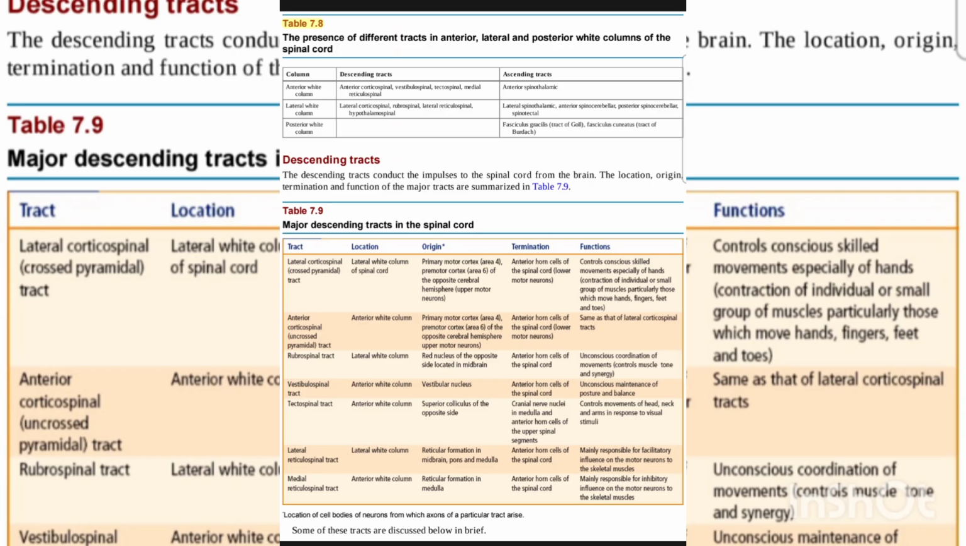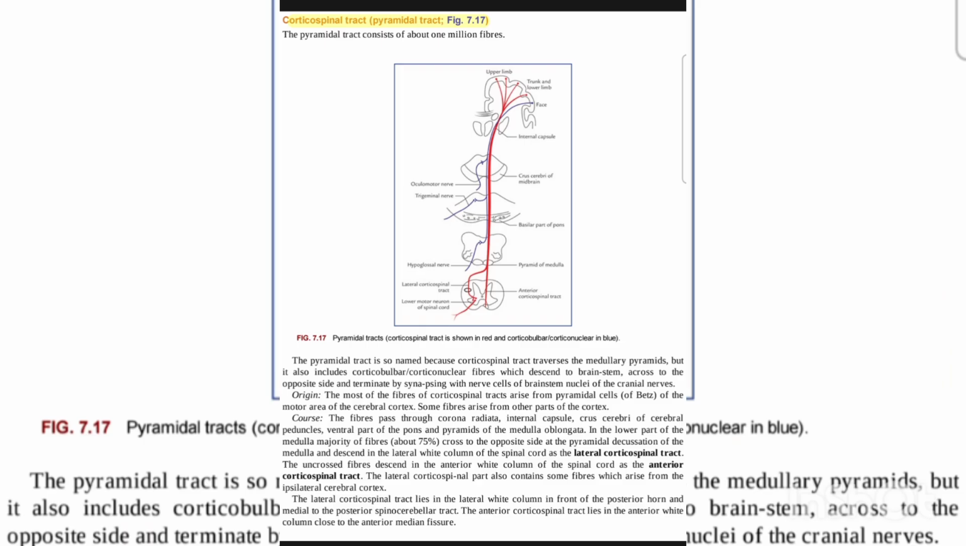Table 7.8. Descending tracts. The descending tracts conduct the impulses to the spinal cord from the brain. The location, origin, termination and function of the major tracts are summarized in Table 7.9. Table 7.9 Major descending tracts in the spinal cord. Some of these tracts are discussed below in brief.